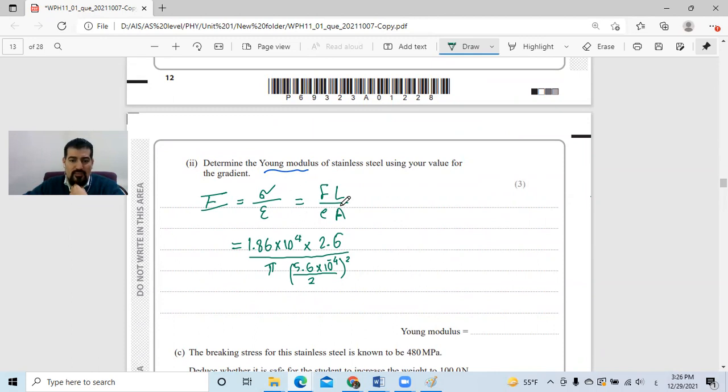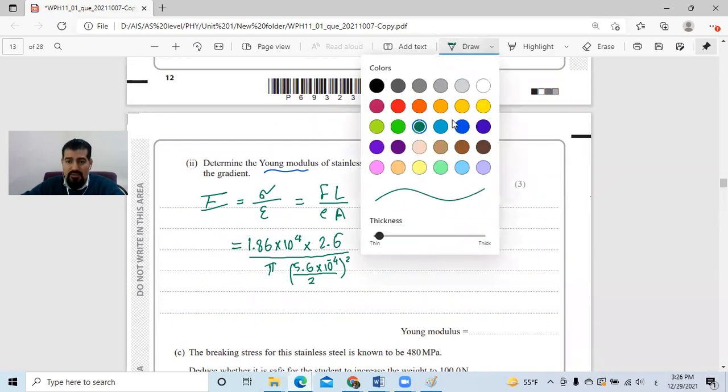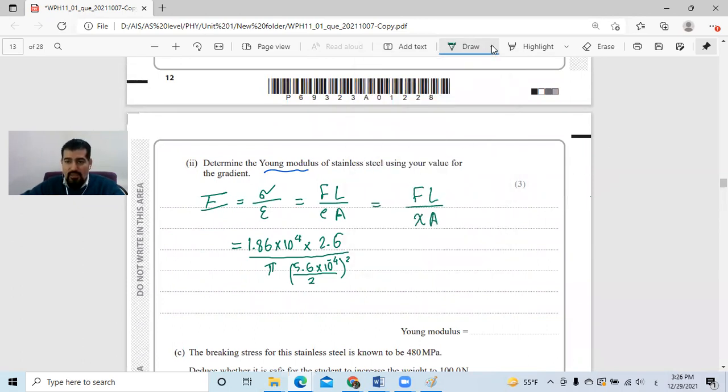So that's how we can find Young modulus. You can write it as FL over XA, it doesn't matter, this formula or that one. The idea is that in the previous part, we found K, which is F over X or F over E. That was our gradient, our K.